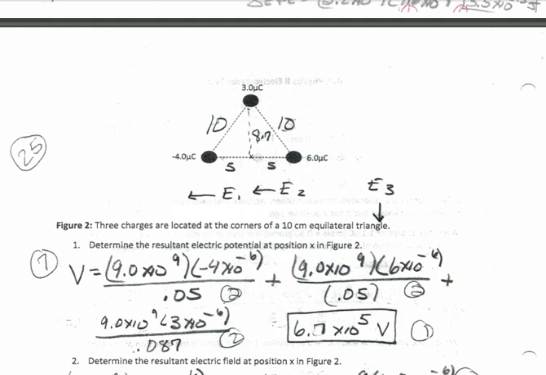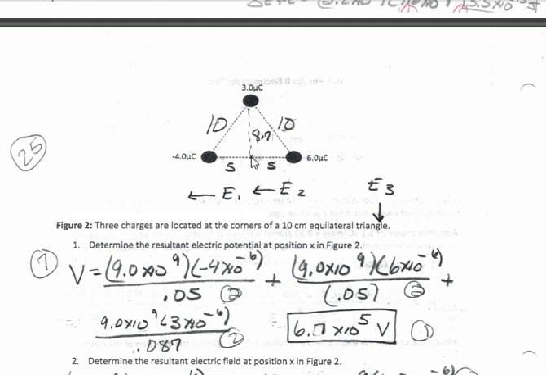So there's that question. All right, next question here. 3 charges are located at the corners of a 10 centimeter equilateral triangle. Determine the resultant electric potential at this position. All right, for the first case, all we're going to do is KQ over R for each one of those. Of course, I need to determine the distance. I know from here to there is 10, here to there is 10, from here to there is 5, here is 5. Then I have to use the Pythagorean theorem to find out there's 8.7 distance here.